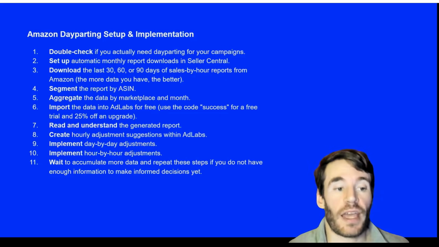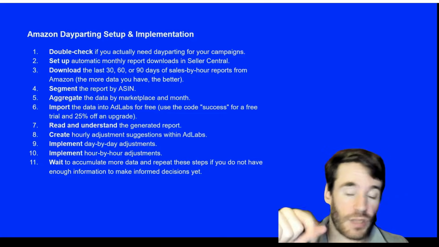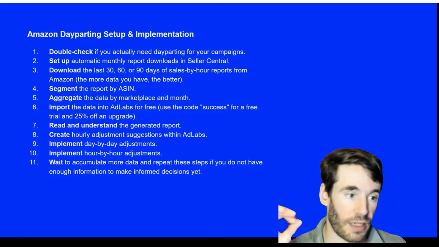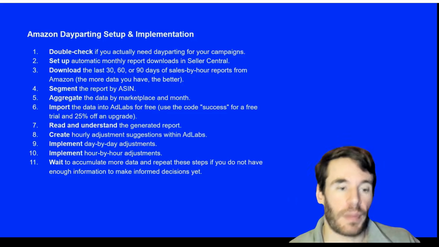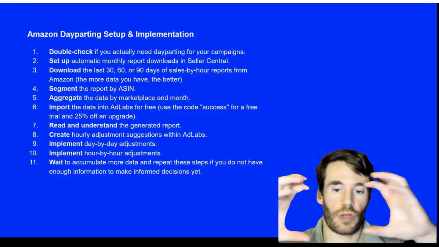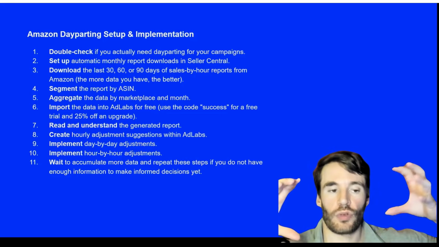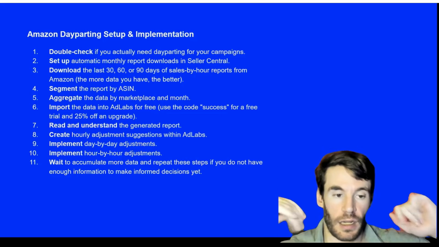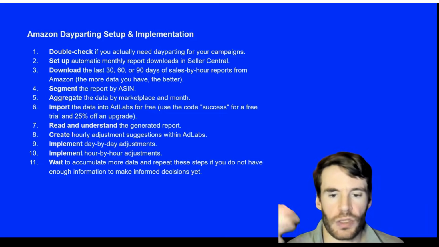Step four, you need to segment by ASIN. You can segment it in a tool in AdLabs. I will show you later how to do it automatically in AdLabs, so everything is easier and simple. Step five, you need to aggregate data by marketplace and month. So you need to put together the data in a Google spreadsheet. We like to aggregate multiple marketplaces, but you need to aggregate by month or week, so the timeline needs to be correct.